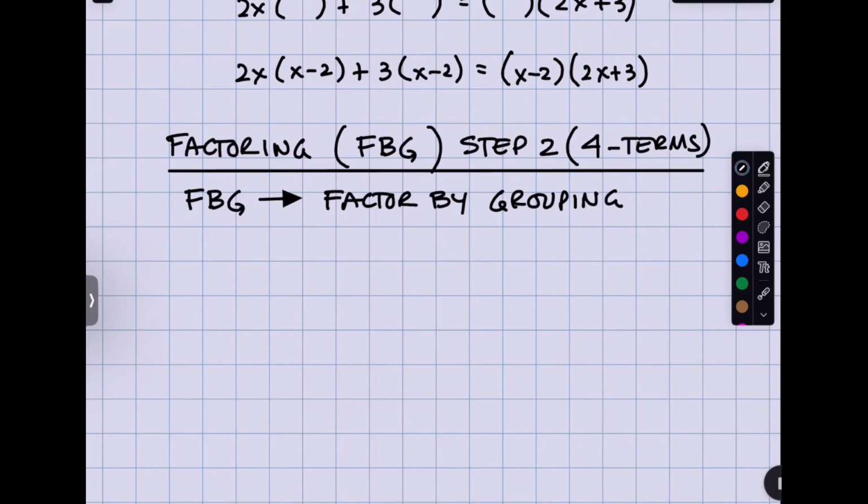So this is step 2, but only if you had 4 terms. Okay? This is if you have 4 terms.